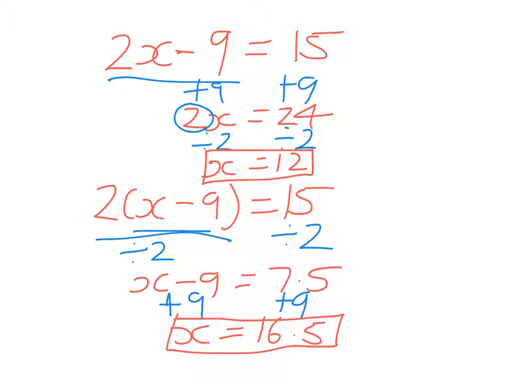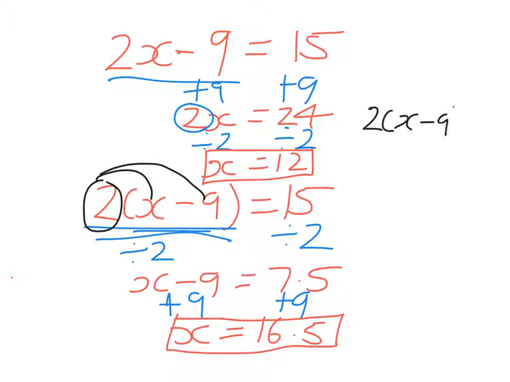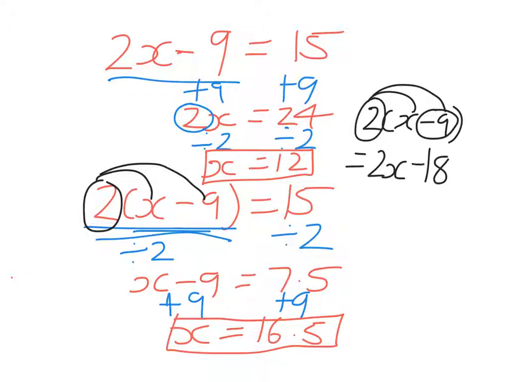Now what I wanted to show you is that this second equation where there are brackets, I can solve by first expanding the brackets. Remember, you expand the brackets by using the distributive law. You take what's outside the brackets and distribute it to everything inside the brackets. So 2 outside of x minus 9, I go 2 times x is 2x. 2 times 9 is 18. Positive times a negative gives a negative. So this is the same as 2x minus 18 equals 15.